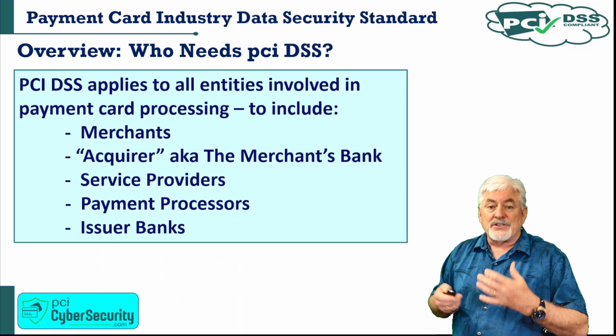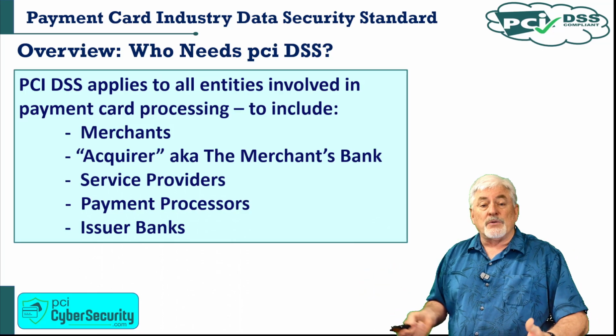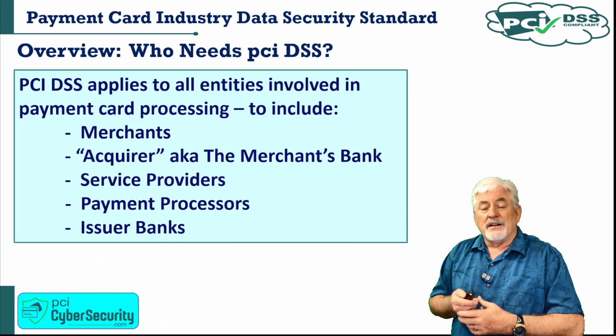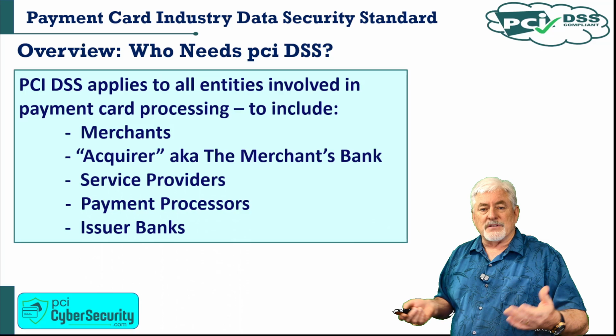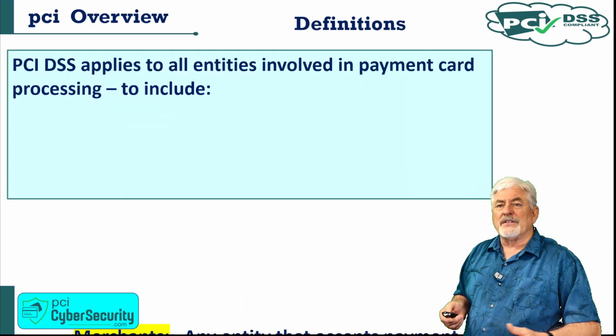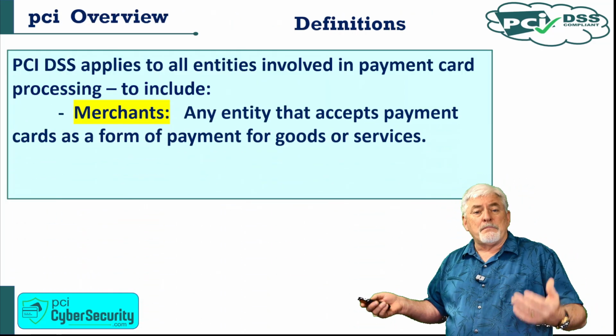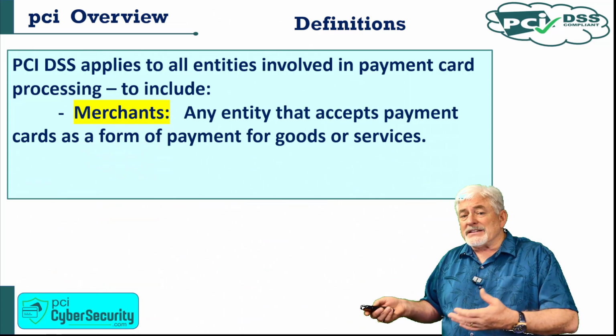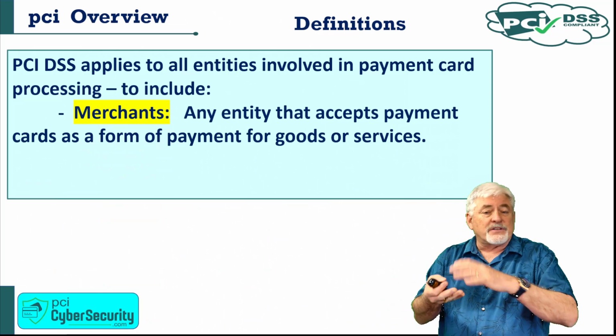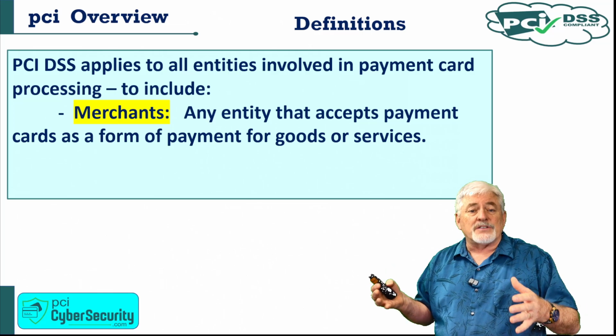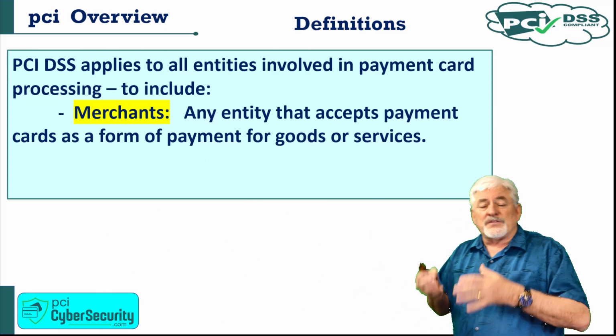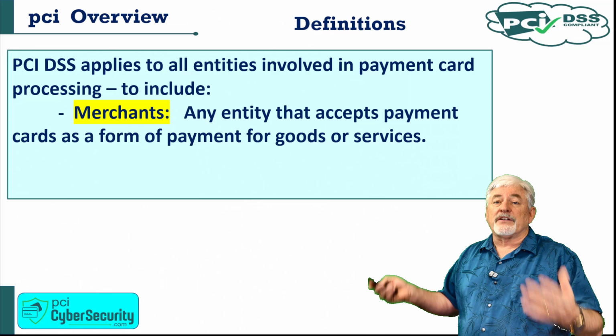And these are the people that actually give you and I, as individuals, a card that we can then go and use in any of these merchants' locations. So let's define those a little bit better. One of the first ones would then be merchants. Anyone, any entity that accepts Visa, MasterCard, American Express, any of those cards for payments of goods or services is considered a merchant.